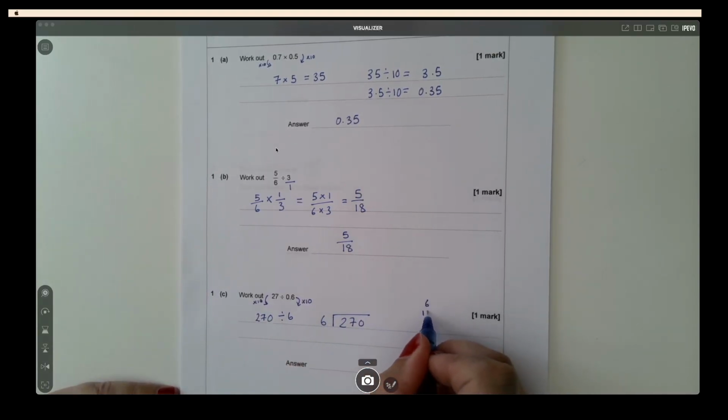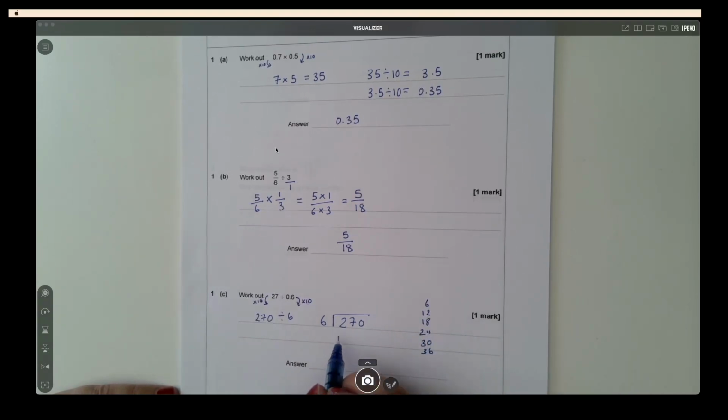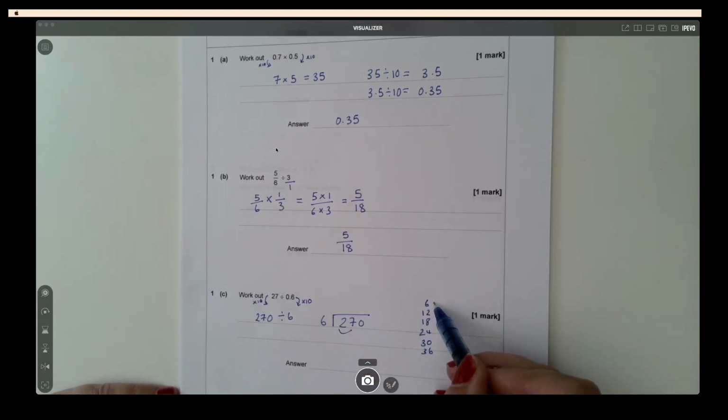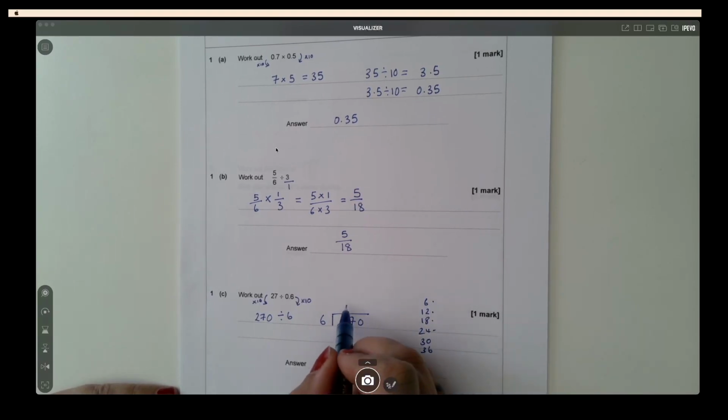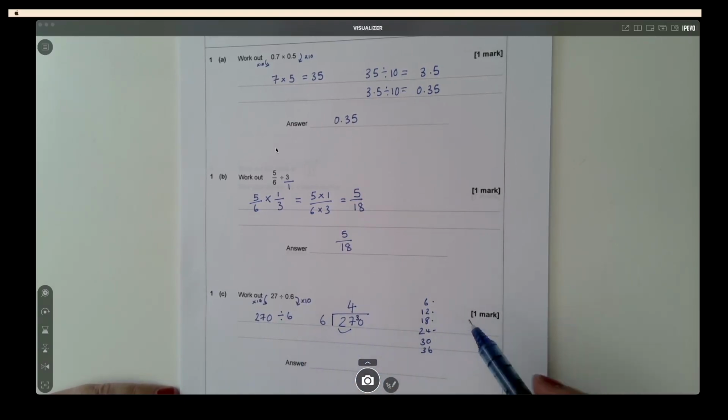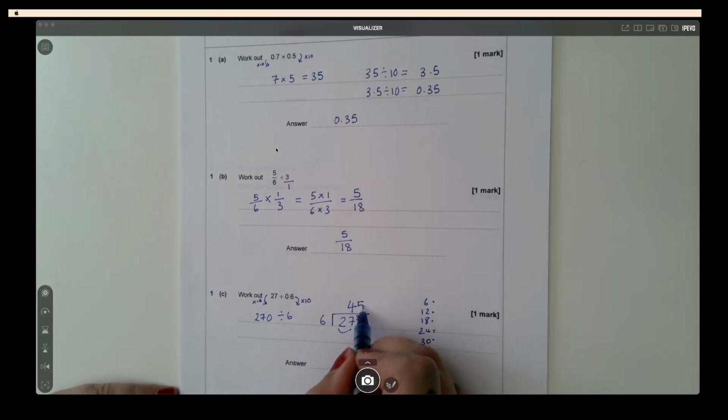So 6, 12, 18, 24. Remember, by doing this, I'm saving myself some brain space. So 6 is into 27. 1, 2, 3, 4 gets us to 24. Then from 24 to 27 is a remainder of 3. 6 is into 30. 1, 2, 3, 4, 5. No remainder, so the final answer is 45.